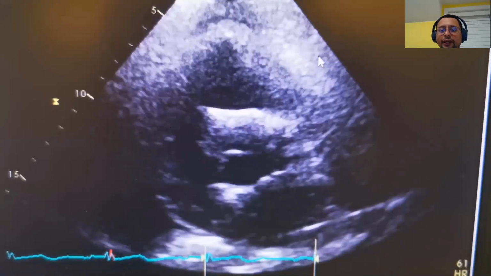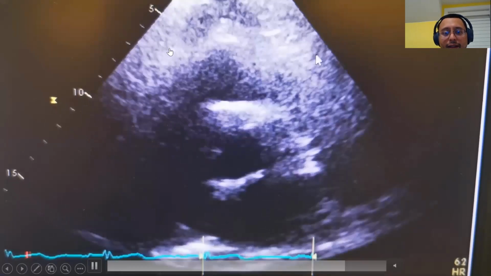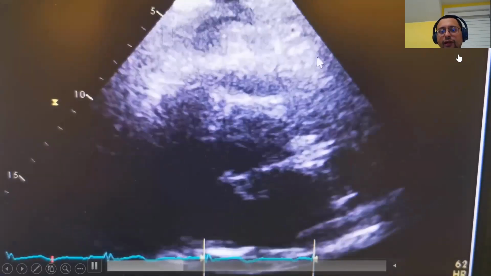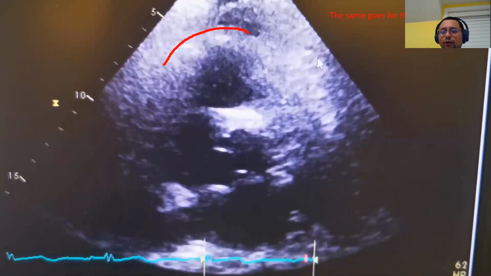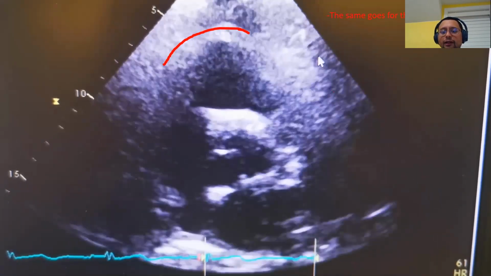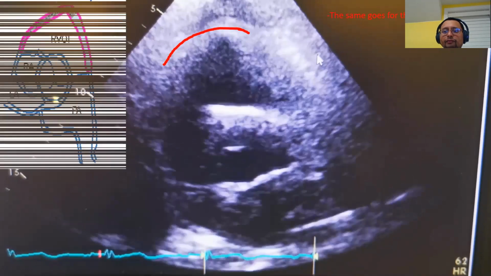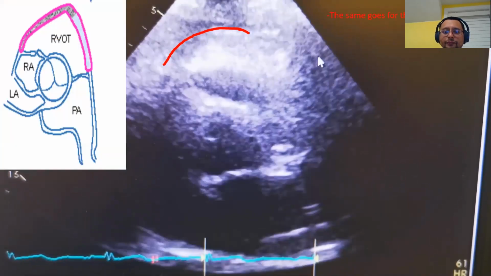Right, so this is the AOPA view. Again, this part here is the anterior wall of the right ventricle. And again, you can see that the anterior wall of the right ventricle is contracting vigorously, and again, the right ventricle is not involved in this situation.